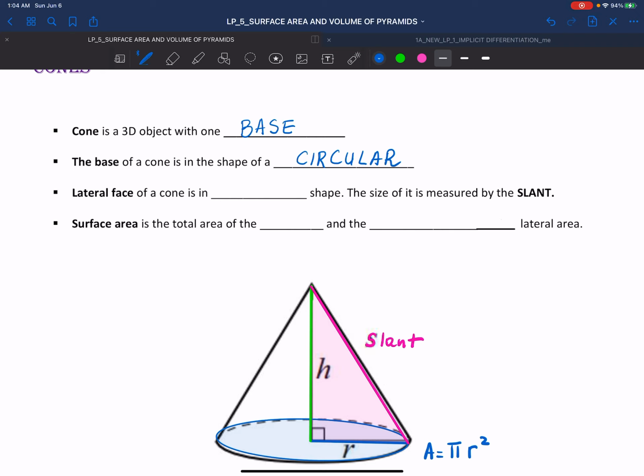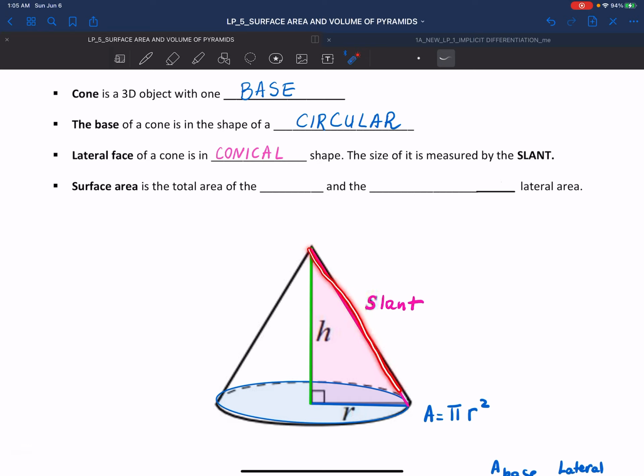Now, the lateral face of a cone is a very interesting shape, and it has a unique name that you might or might not have heard of. We call it a conical shape, but it's a very easy word to remember, even if you've never heard of it, because you think of a cone, and a cone is conical, right? So the size of the conical shape, or the lateral face, is measured by the slant.